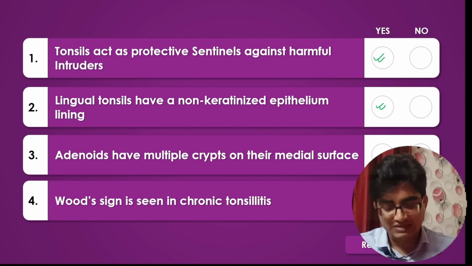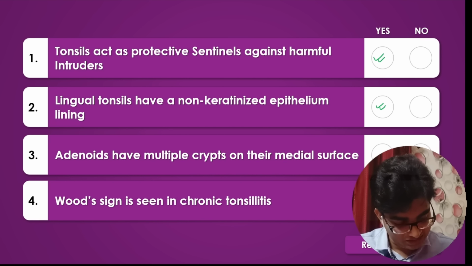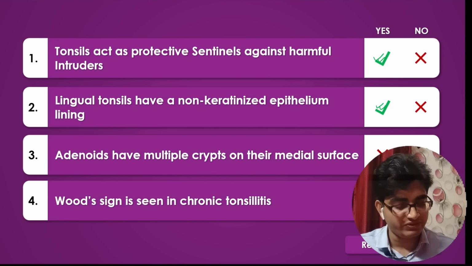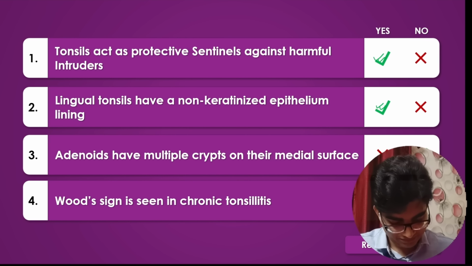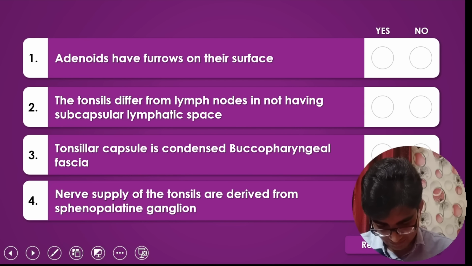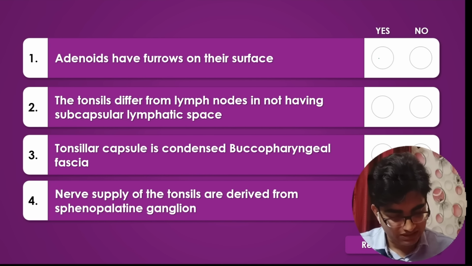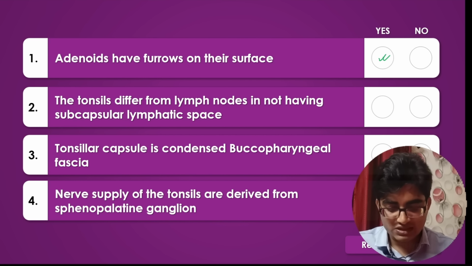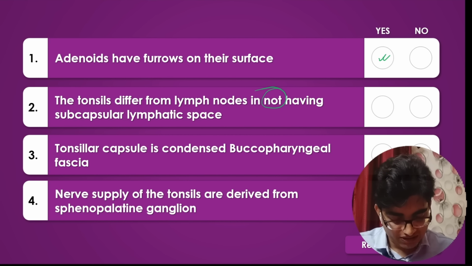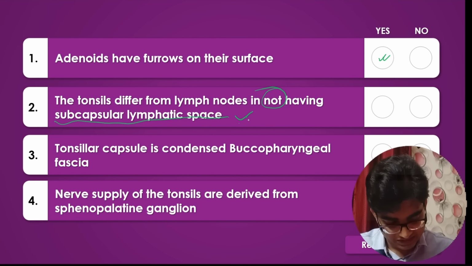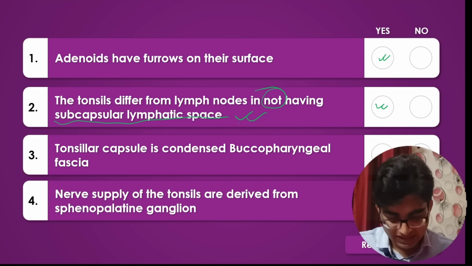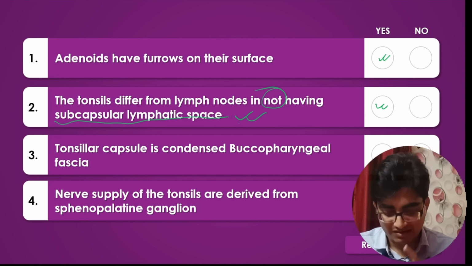And Wood's sign is seen in chronic tonsillitis. Yes, it is true. Correct? So that is the answer being given over there. Take it. Next. Adenoids have furrows on their surface. I have said to you, yes, this is true. The tonsils differ from lymph nodes in not having a subcapsular lymphatic space. Yes, this is true. Next, tonsillar capsule is condensed buccopharyngeal fascia.